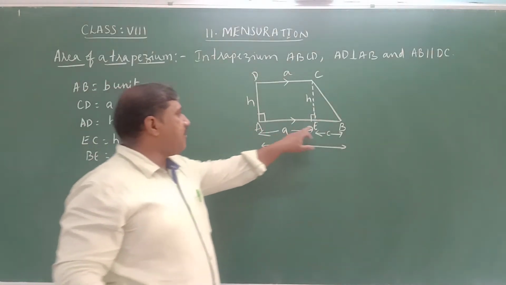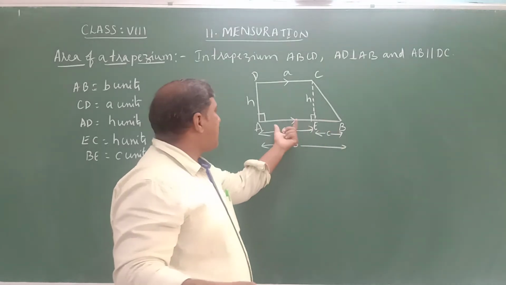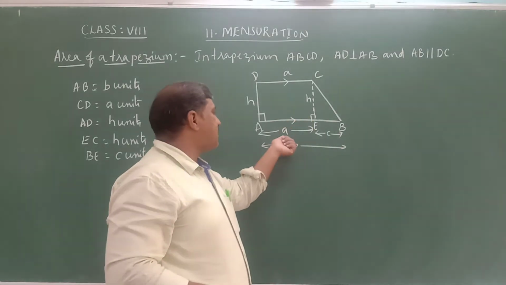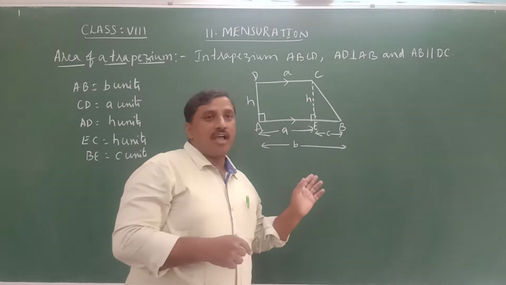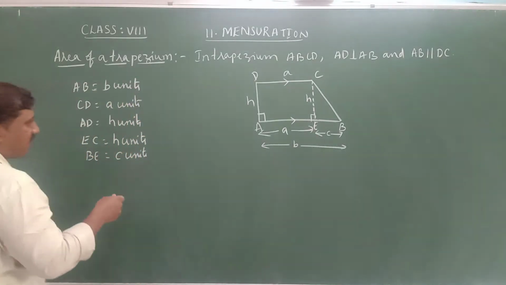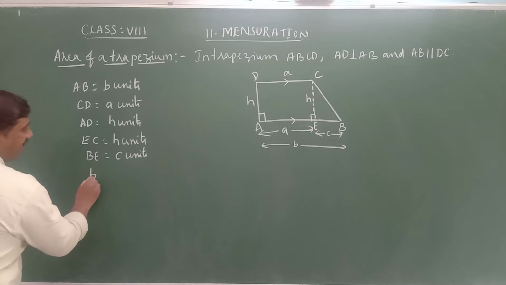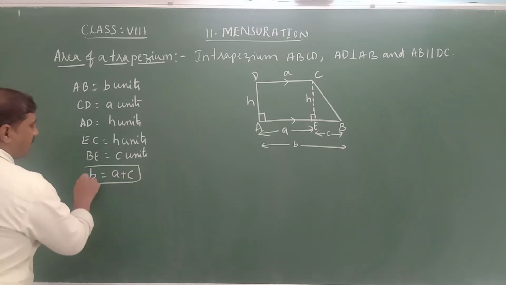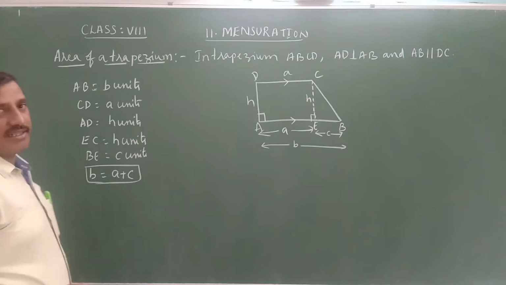Now AB is divided into two parts, one is AE, the other is BE. The length of AE is A and the length of BE is C. From this we can write, B is equal to A plus C.